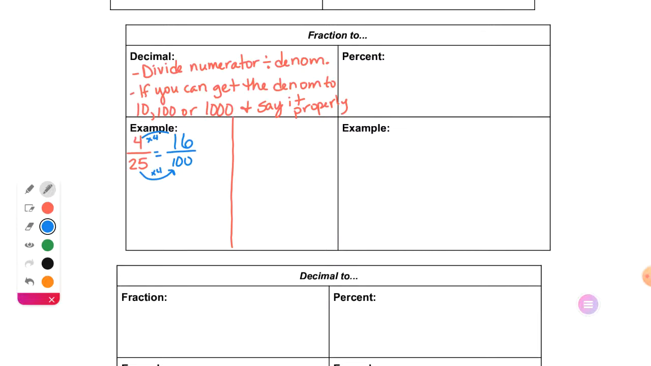Now, I don't have a decimal yet. How do I say that fraction? 16 hundredths, which is what as a decimal? 0.16. Okay, that's the ones we like. Those ones are prettier.